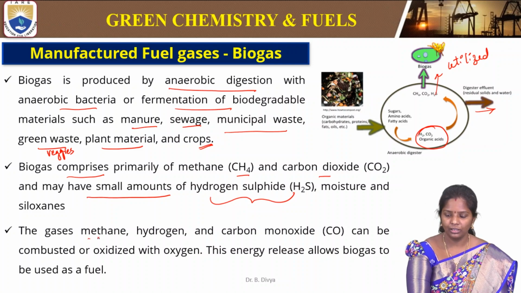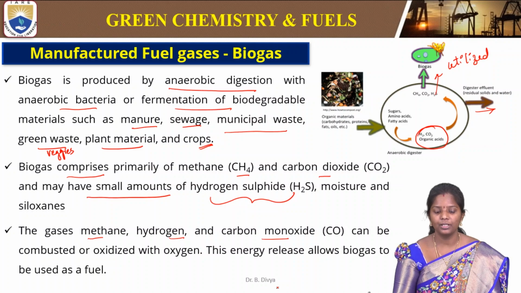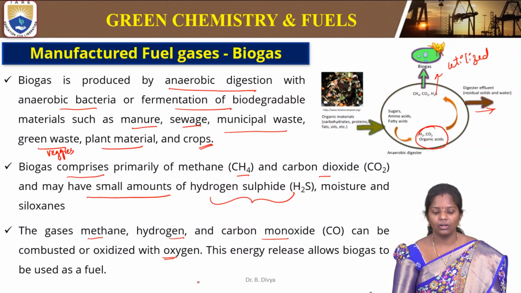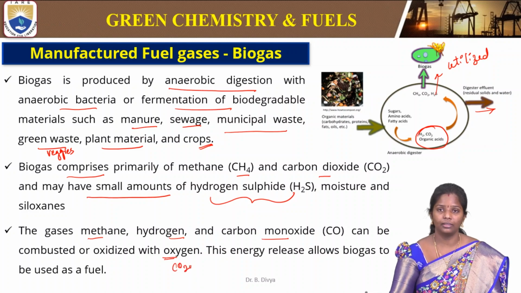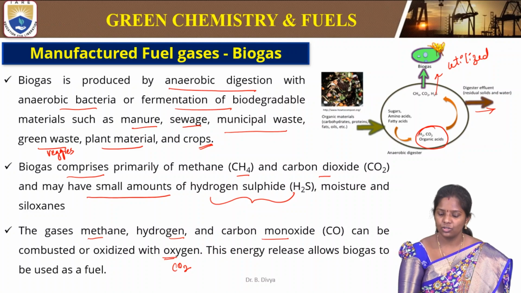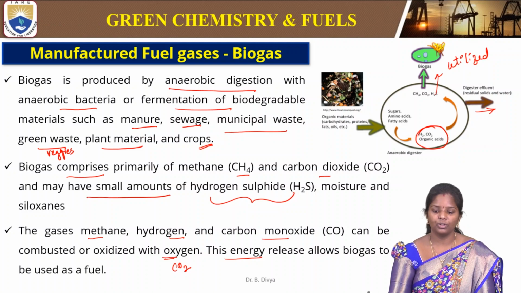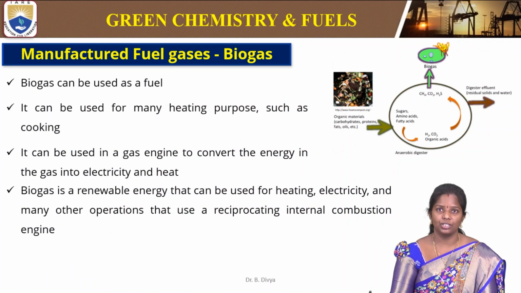So the gases methane, hydrogen and carbon monoxide can be combusted or oxidized with oxygen. What happens when we oxidize carbon monoxide? It forms carbon dioxide, so that will again increase the content of biogas. So this energy release allows biogas to be used as a fuel. So this is how the production of biogas takes place and it can be used for different applications.